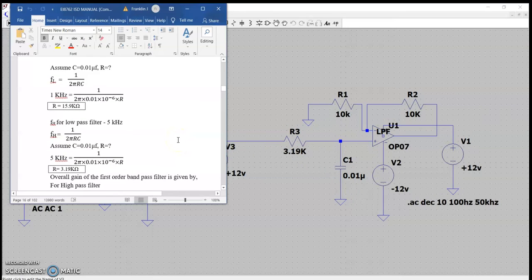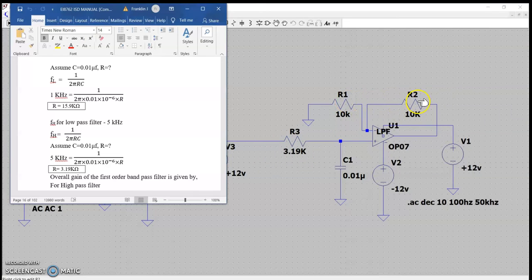So here we have taken the higher cutoff frequency as 5 kilohertz. Suppose you want to take 10 kilohertz, then you need to substitute that value over here. So when you substitute 5 kilohertz, I'm going to get R equal to 3.19 kilo ohms. So I'm just substituting 3.19 kilo ohms over here.